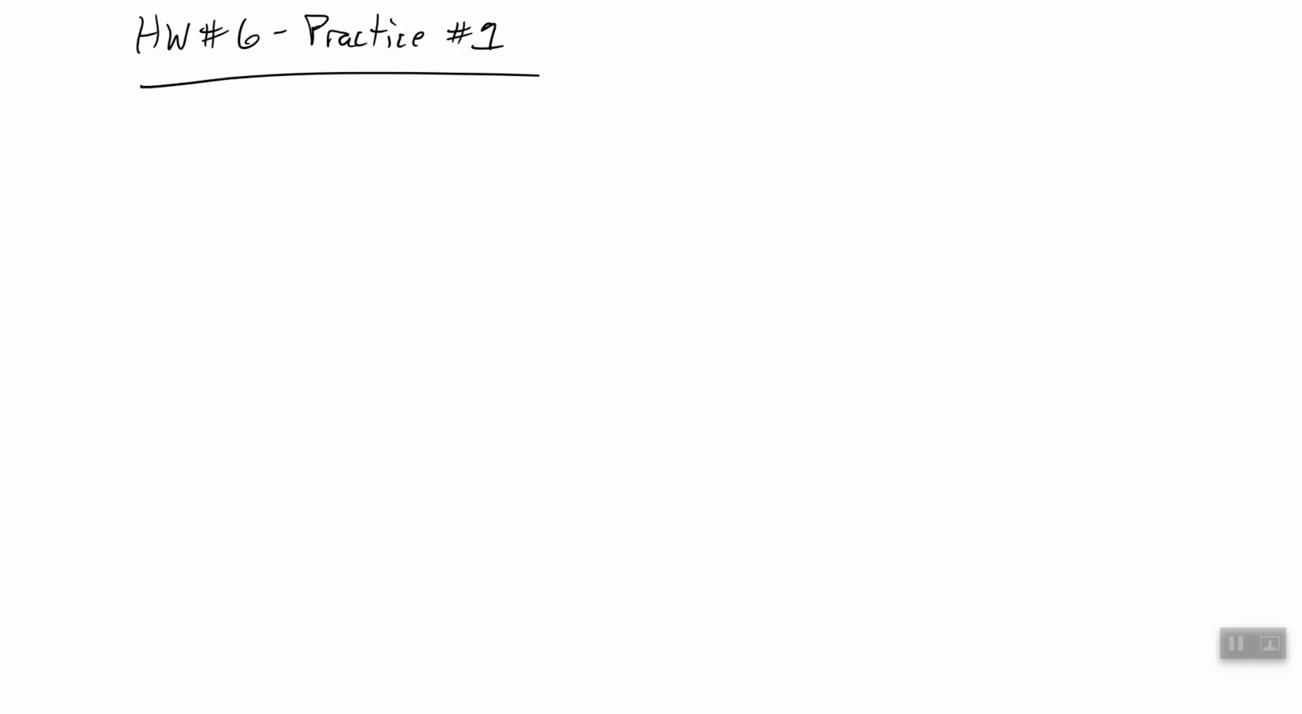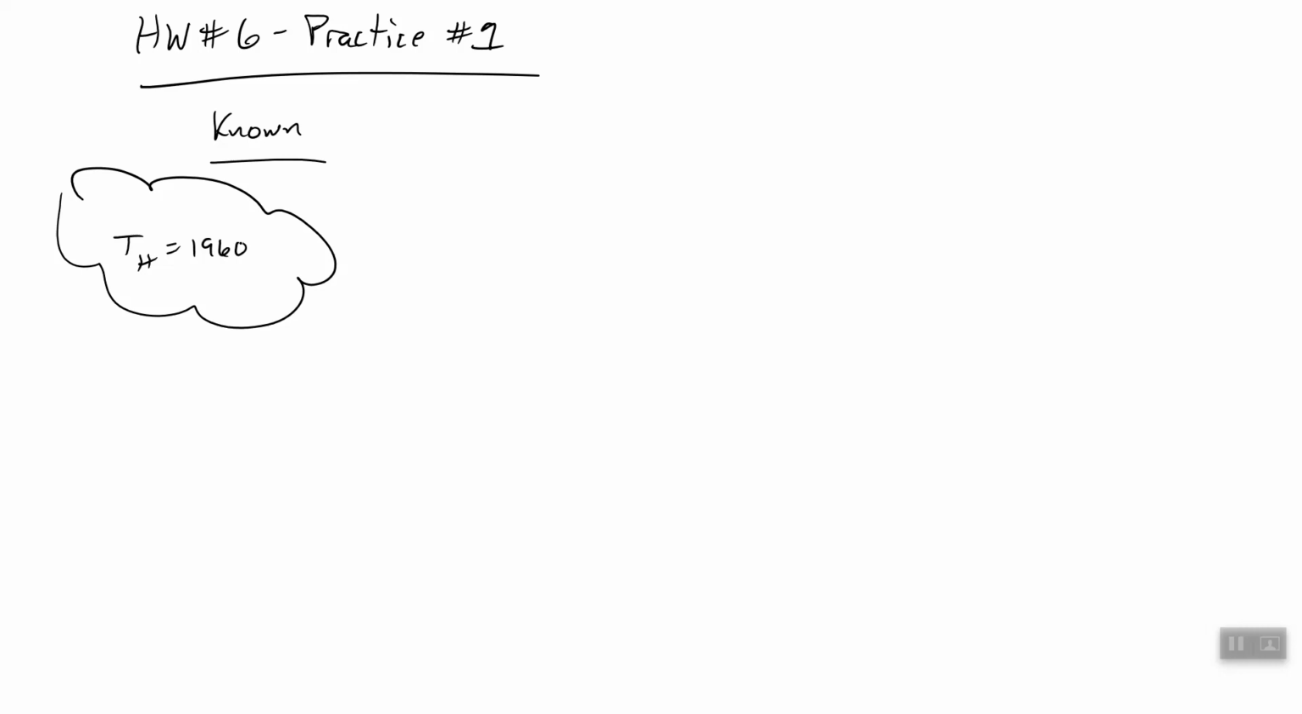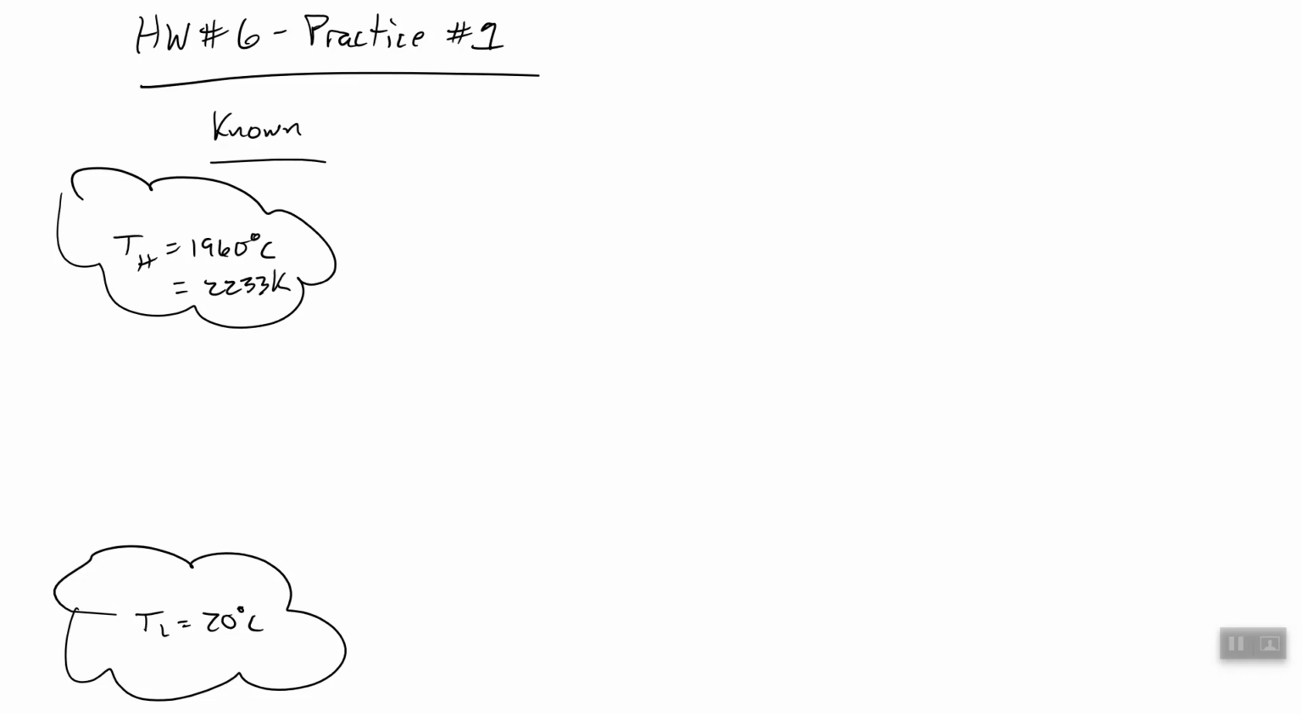All right, welcome to the solution for practice problem number 1 in homework 6. So let's talk about the knowns of the problem. We have a high temperature reservoir at 1960 degrees Celsius, and a low temperature reservoir at 20 degrees Celsius. Converting into Kelvin, these are 2233 Kelvin and 293 Kelvin.